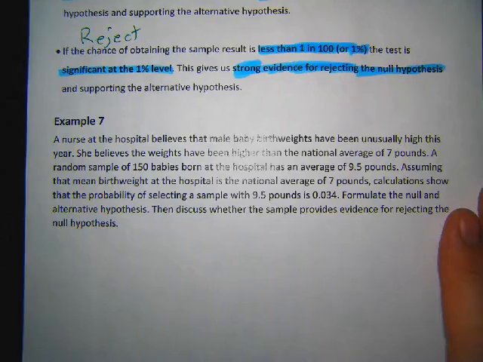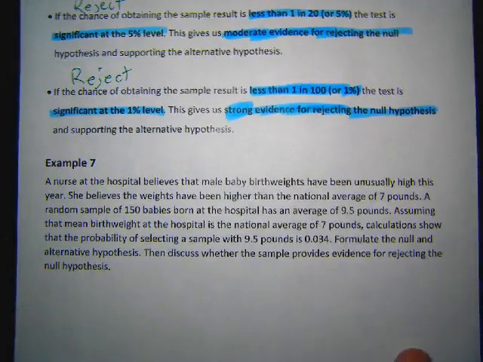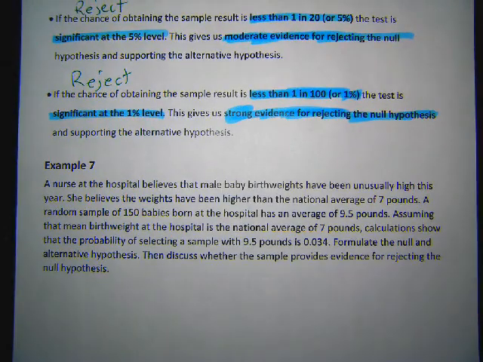Okay, last example though. This is how you would do it. So say a nurse at a hospital believes the male baby weights have been unusually high this year. She believes the weights have been higher than the national average of 7 pounds. So she's comparing that with the national average of 7 pounds. A random sample of 150 babies born at the hospital has an average of 9.5 pounds, and that is higher than 7 pounds. But we have to look at the probability of that happening, because there's some natural variation. Remember, just because you're above the average doesn't mean that's guaranteed rejection.